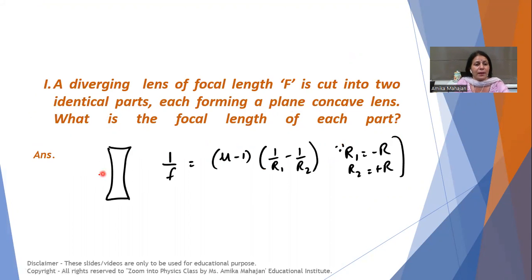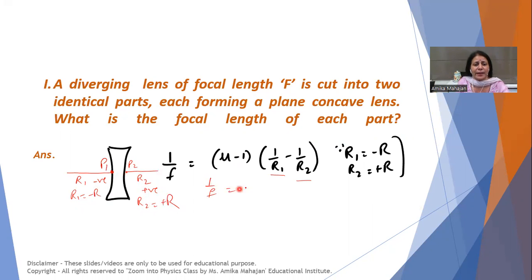How? This is the diverging lens, whose focal length is 1 by f equal to mu minus 1 into 1 by r1 minus 1 by r2. Because it is divided into two identical parts, it's possible only if radii of curvature are same. So r1 and r2 be taken to be r, but I have to choose the sign conventions for these. This is first surface having pole P1. First radius of curvature r1 is to the left of this pole, so it will be negative. So r1 will be minus r. And second pole is this P2, and radius of curvature r2 is to the right of this pole, which will be positive. So r2 will be plus r.